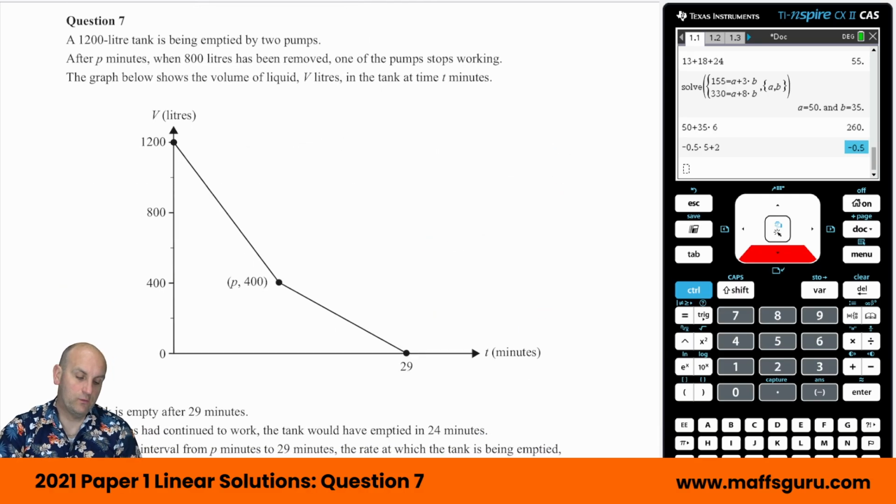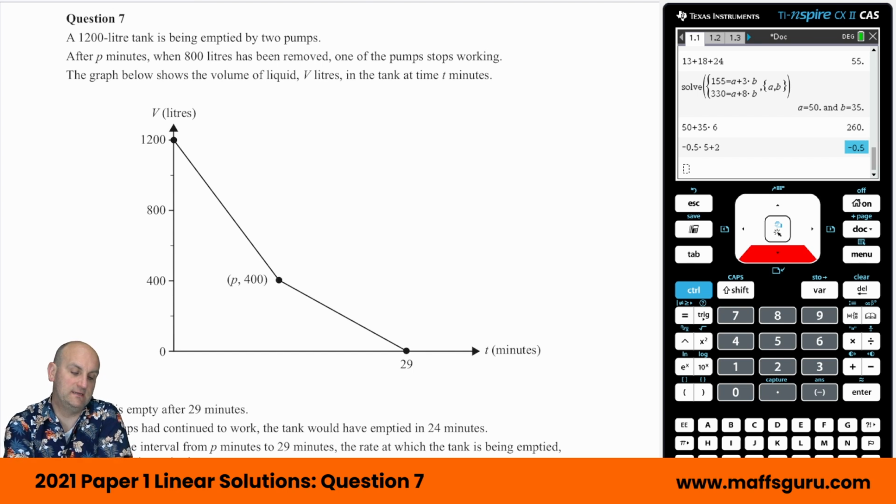Question 7. A 1,200 litre tank is being emptied by 2 pumps. After P minutes, when 800 litres has been removed, one of the pumps stops working. The graph shown below shows the volume of liquid V litres in the tank at T minutes.